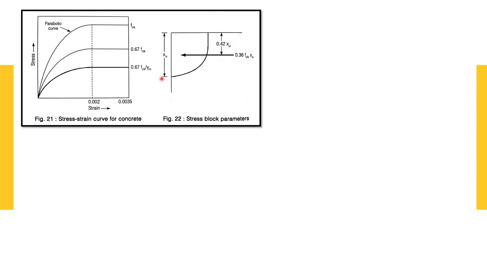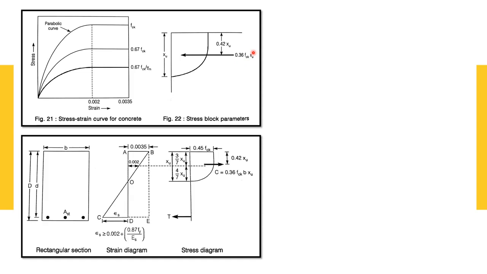X is the neutral axis depth. Up to the compression, the stress varies linearly in a vertical direction and then decreases parabolically. The compressive force is given by 0.36 FCK XU. This is the strain diagram and this is the stress diagram for a typical rectangular section, and this is the maximum strain 0.0035. At 0.002 the compressive force acts. It is about 3 by 7 XU, and below which 4 by 7 XU. We have already seen 0.42 XU, and the compressive force C is equal to 0.36 FCK B XU, and the strain value should not be greater than 0.002 plus Fy by 1.15 ES.